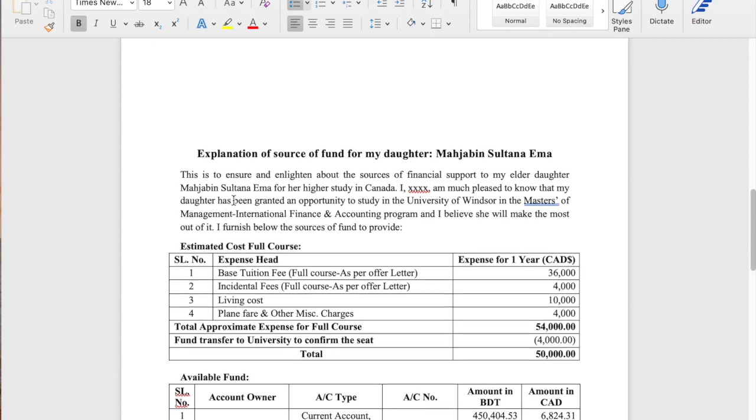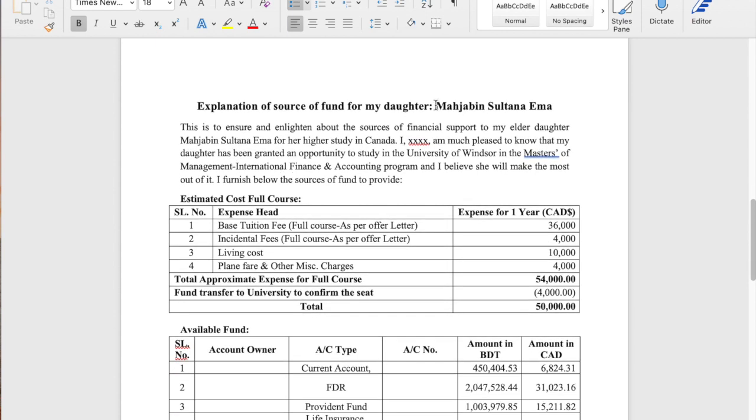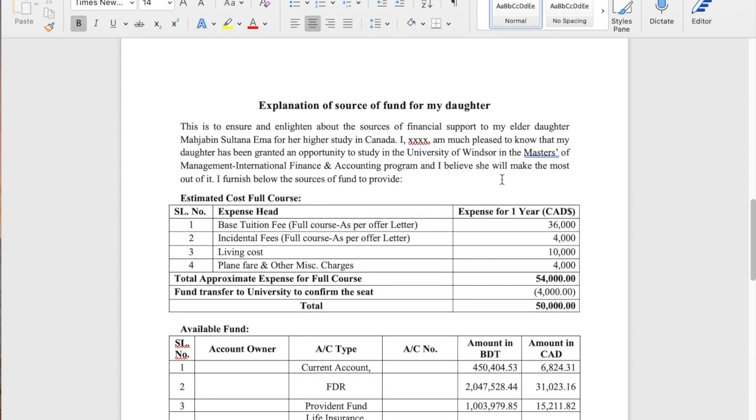So this is the letter. Remember, I told you that my sponsor was my father, so this letter was coming from my father. So in the first paragraph, he ensures that he is my father and he is pleased that I got the opportunity to study in University of Windsor and doing my masters over there.